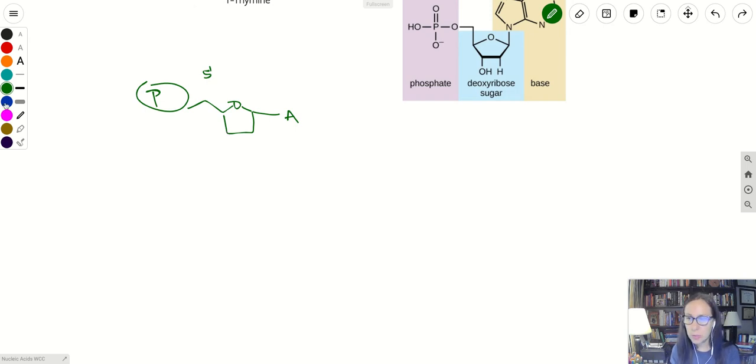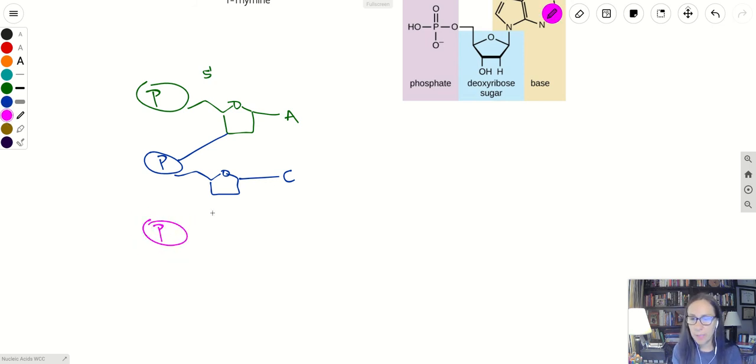So the next nucleotide, I'm going to add the phosphate group. Here's the phosphate group to the next nucleotide. And that's going to be bound to the 3' carbon of the nucleotide above it. And then the phosphate group is going to be attached to its deoxyribose sugar. And then it has a nitrogenous base, and I'm just going to say it's C for this one, cytosine. Okay, and then I'm going to add another nucleotide. And so here's a phosphate group. And this is attached to the 3' of the sugar in front of it.